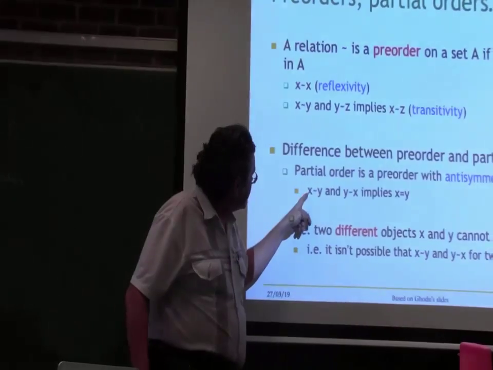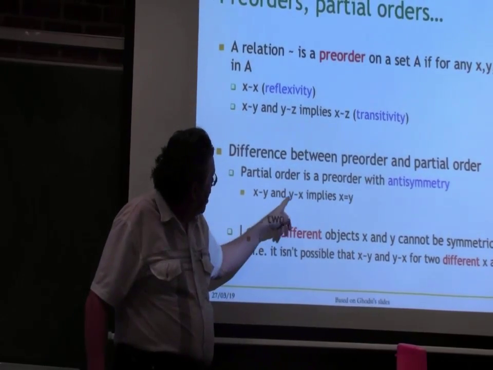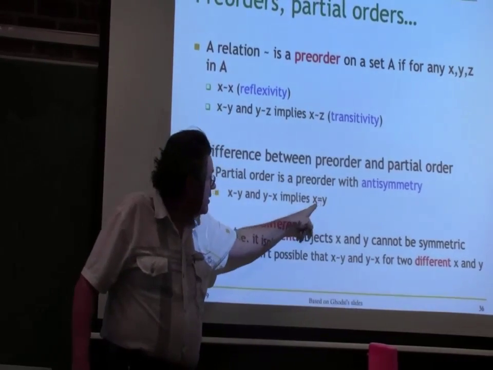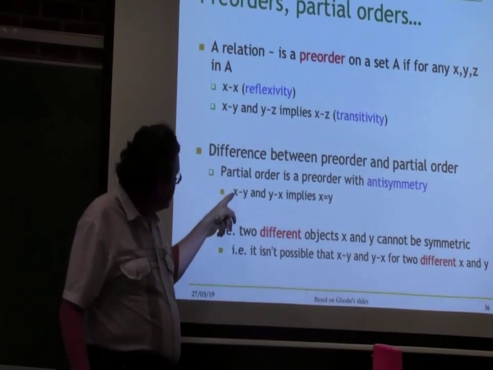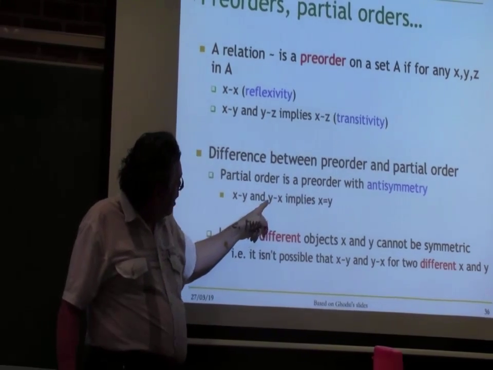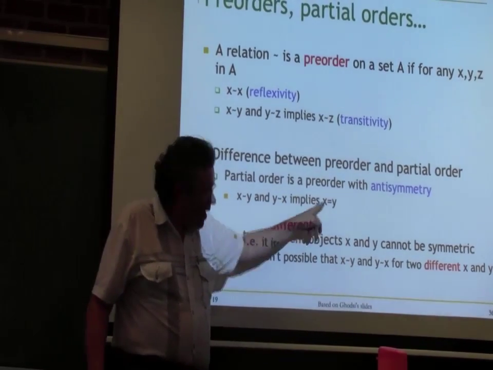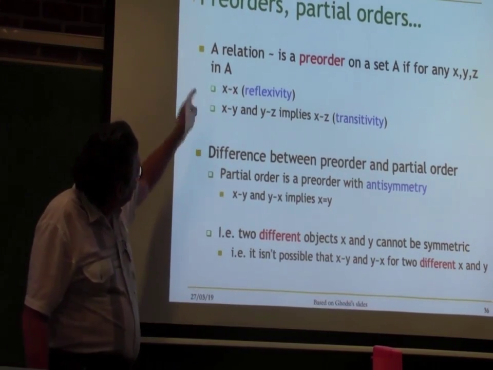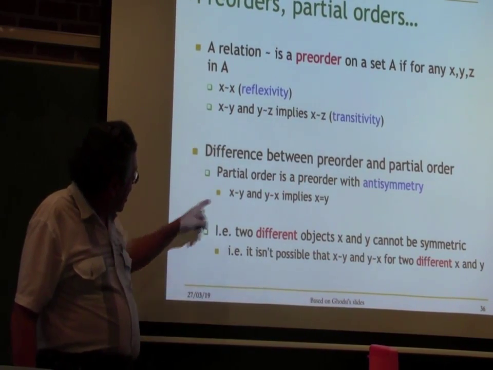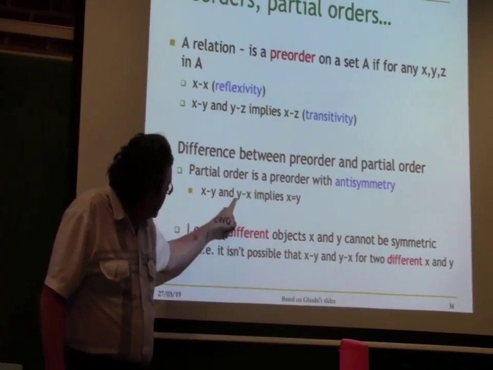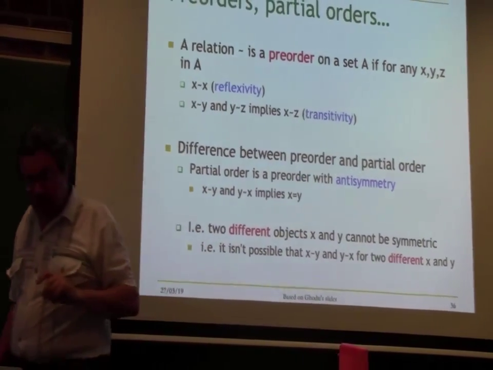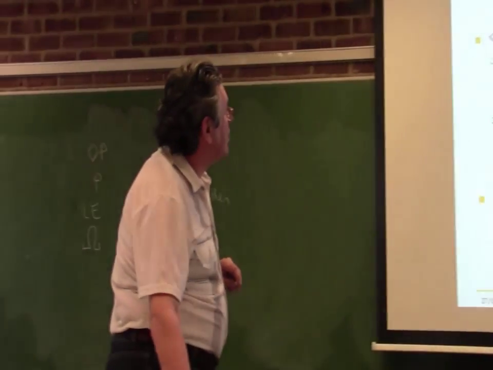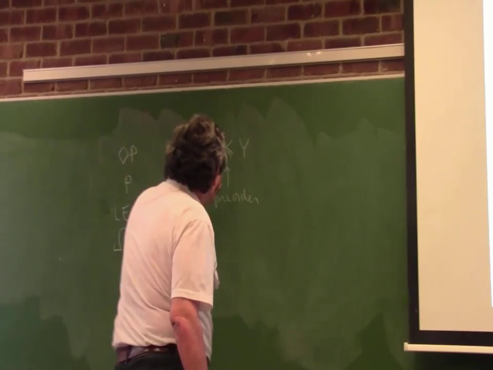A partial order says that if x is related to y and y related to x, then x is equal to y. Like for integers, if x is less than or equal to y, and y is less than or equal to x, then x is equal to y. That they're the same thing. But a pre-order, it's not like that. We can have a symmetry even for different things.